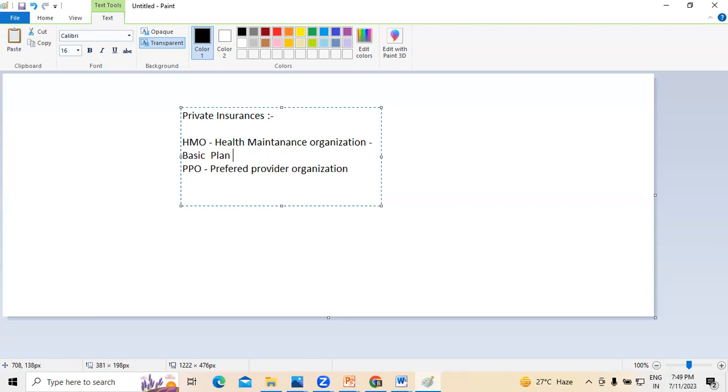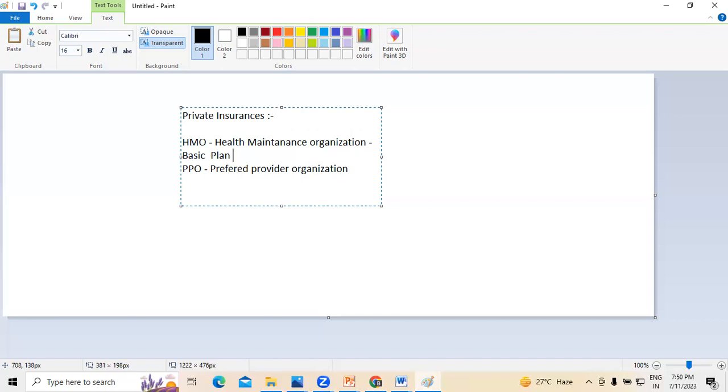So if an individual has taken an HMO plan in the context of private insurances, HMO is a Health Maintenance Organization, which is a basic plan where an individual using this plan is eligible only to meet the doctor who is nearby. They don't have any authorization or facility to meet a specialized doctor. For example, someone wants to meet an expert doctor for further reasons or something of that sort. This basic plan doesn't provide that.